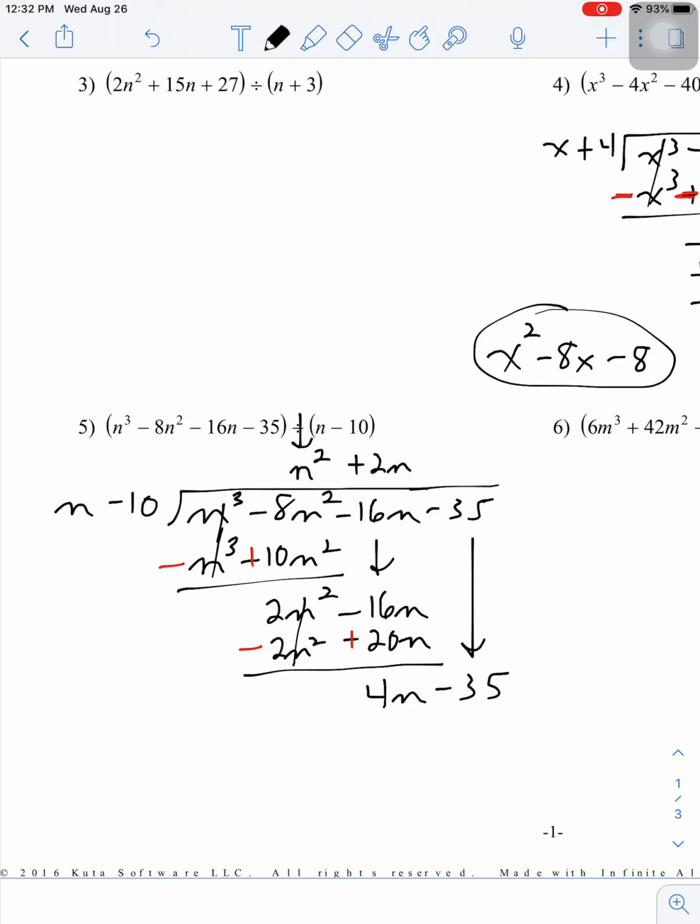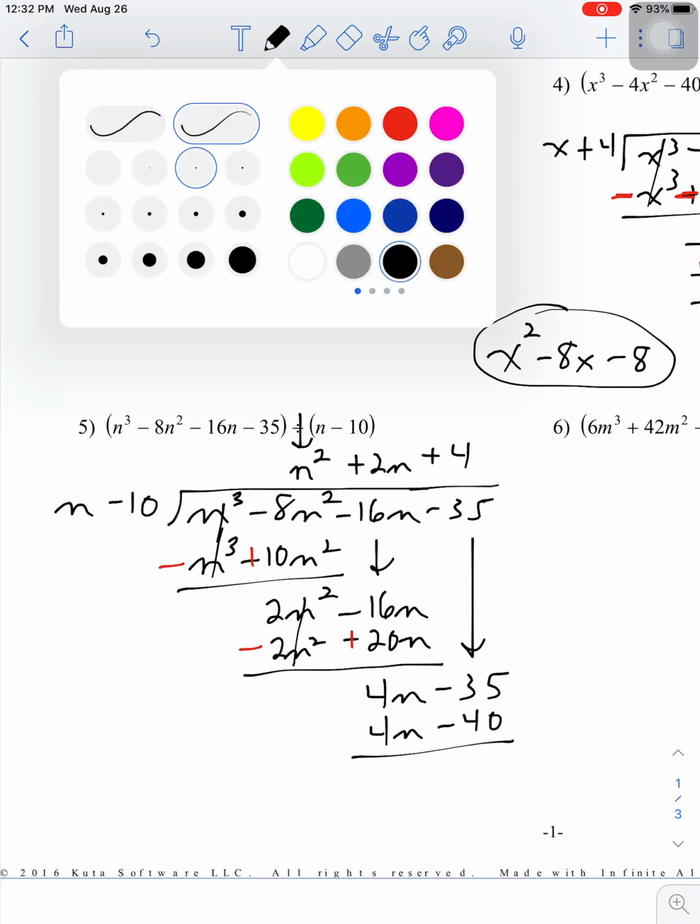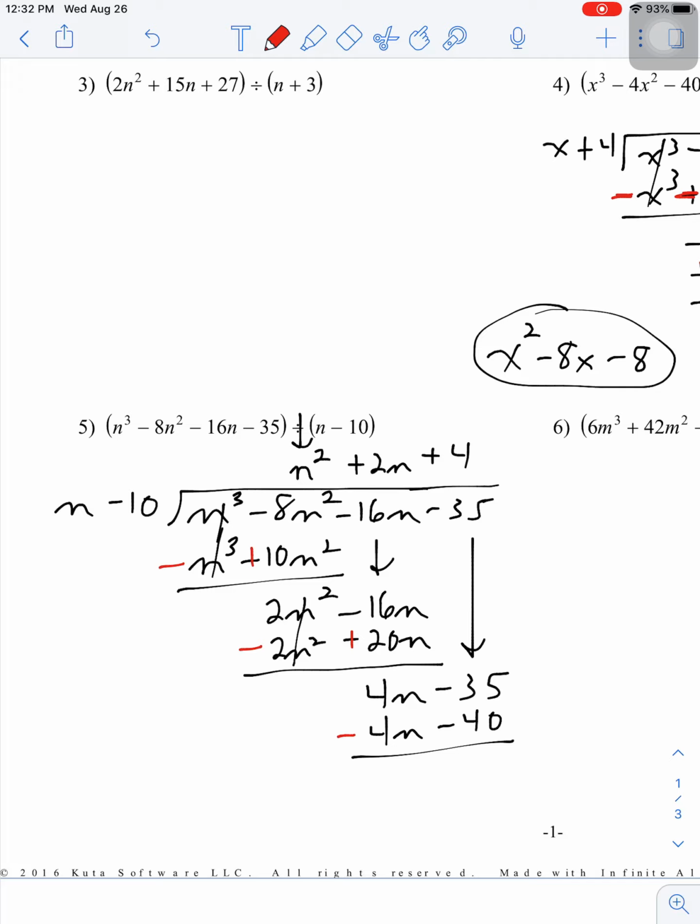So what times n gives you 4n? Positive 4. So 4 times n is 4n. 4 times the negative 10 is a negative 40. We have to remember to subtract. Okay, so that's going to change the signs. Our 4n's drop. And then a negative 35 plus 40 gives us a positive 5. So now we have a remainder.